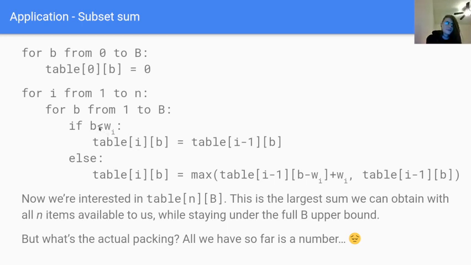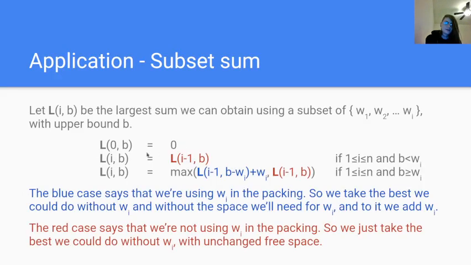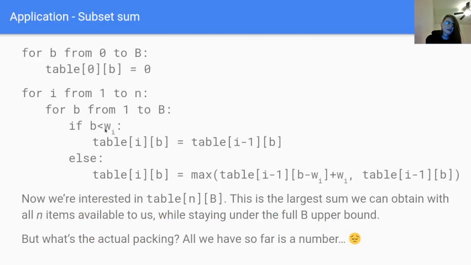We have this if B is less than W sub I, this middle case here. B is less than W sub I, and we have to just do the best that we can without W sub I, because there's not enough space for it. That's what this case says.